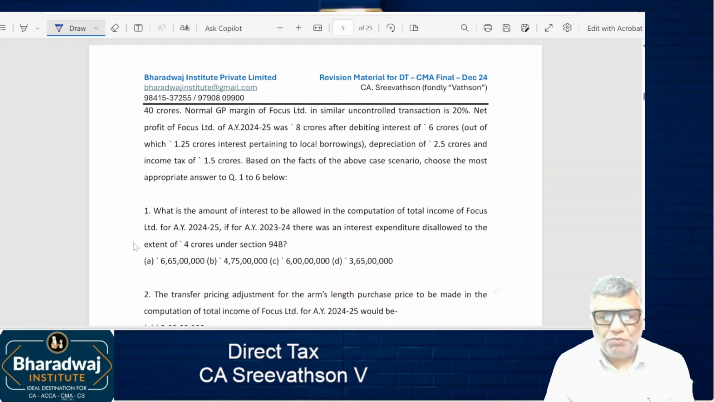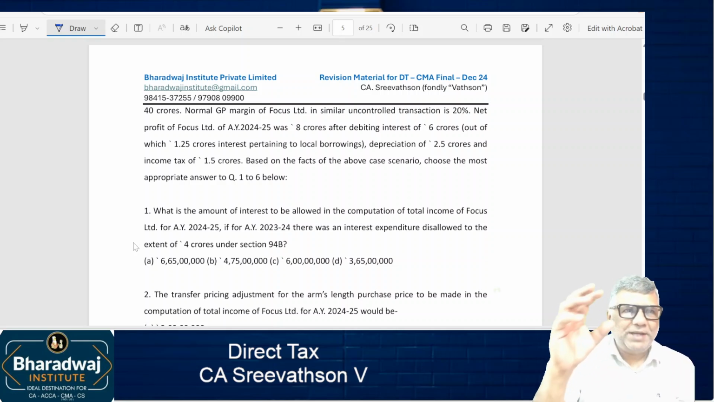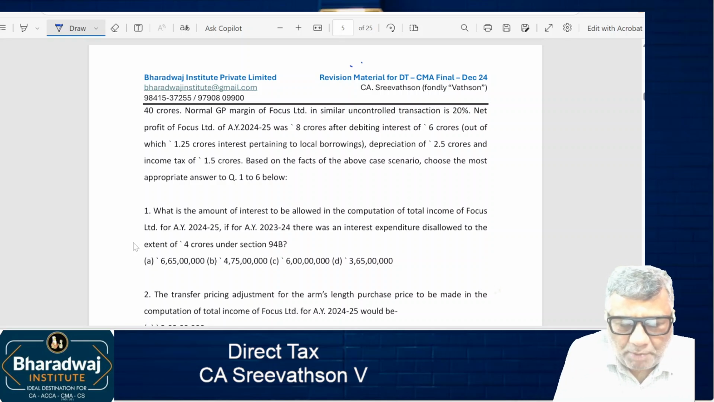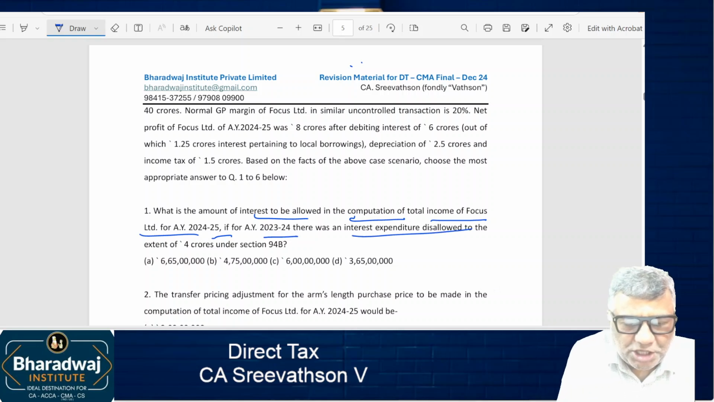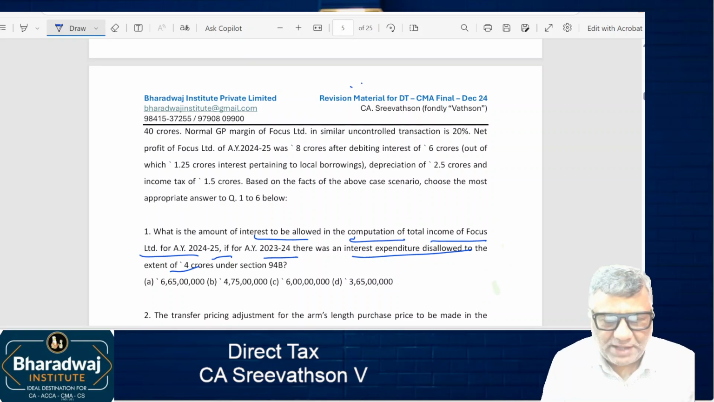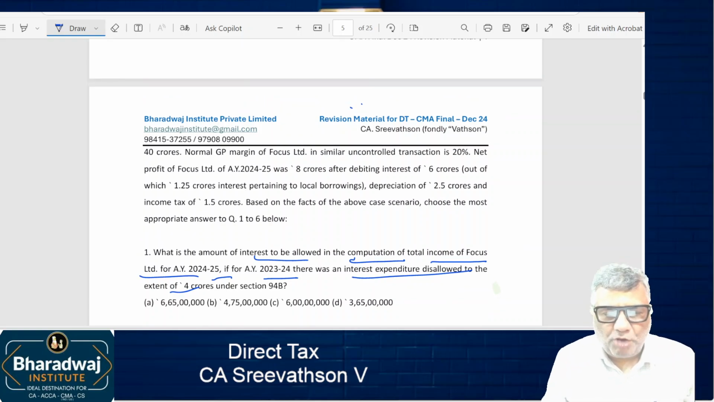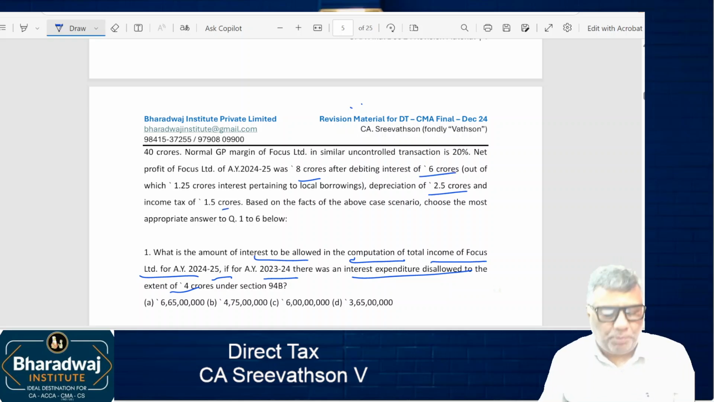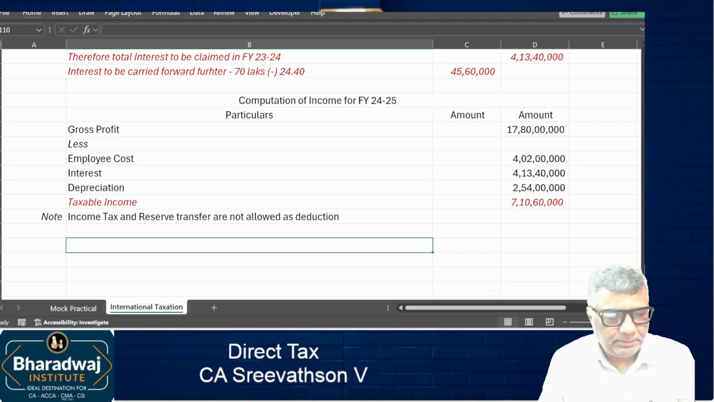Based on the above facts of the case scenario, choose the most appropriate answer. The first question is, what is the amount of interest to be allowed in computation of total income if there is an interest expenditure disallowed to the extent of 4 crores? Disallowed to the extent of 4 crores. My dear friends, this year my net profit is 8 crores after debiting 6, 2.5, 1.5.